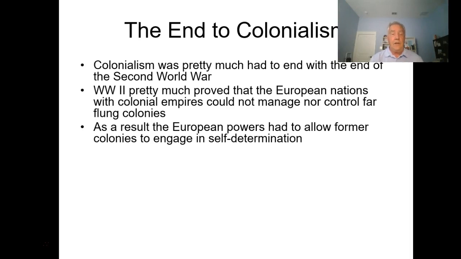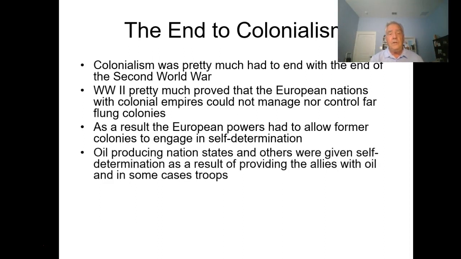This again is the case in 1947, with the biggest example being, of course, India and the efforts of Mahatma Gandhi to free India from the slavery, or the thought of slavery, that the British rule imposed on India itself.